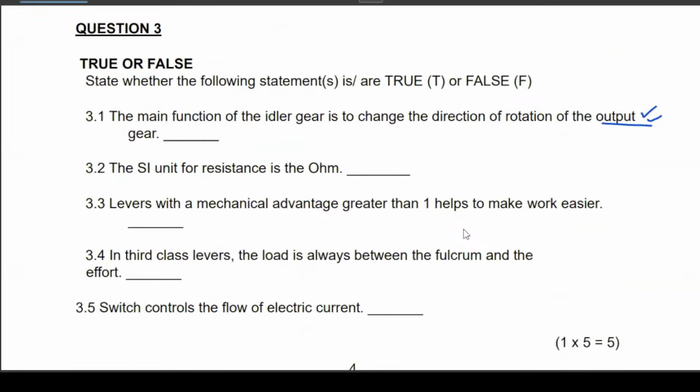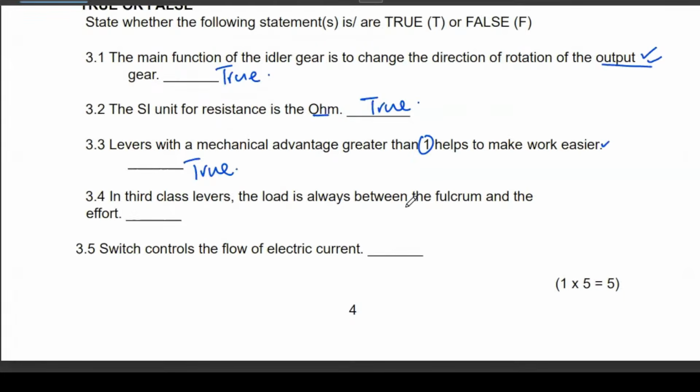That is very, very true. Create similar motion. And then the SI unit for resistance is ohm. Very true. Levers with a mechanical advantage that is greater than 1 help to make work easier. This is also true. For as long as mechanical advantage is greater than 1, then work becomes very light.